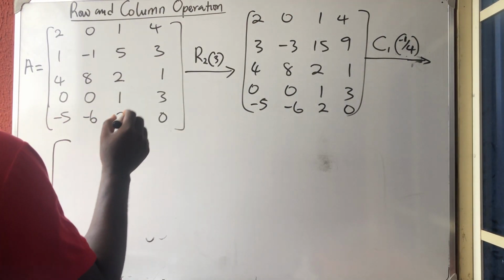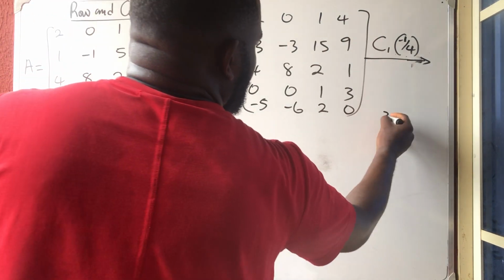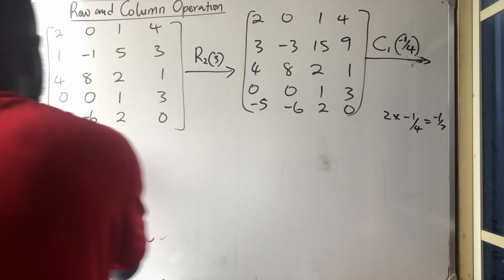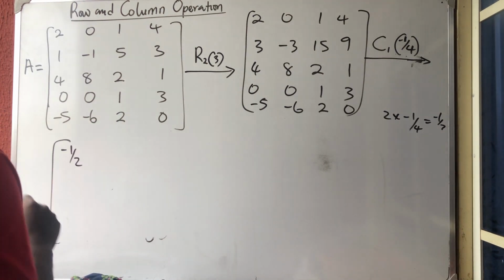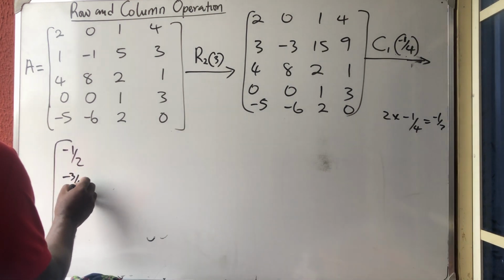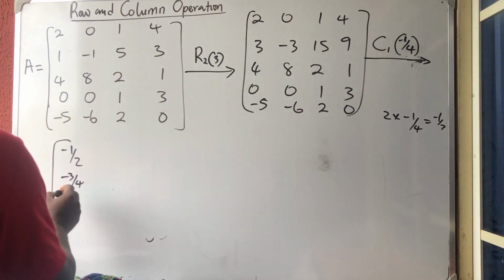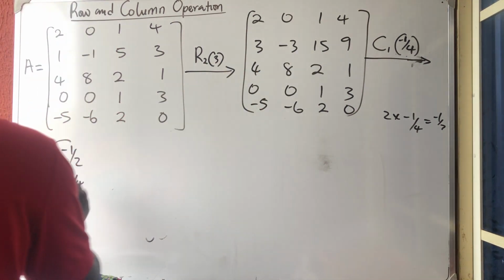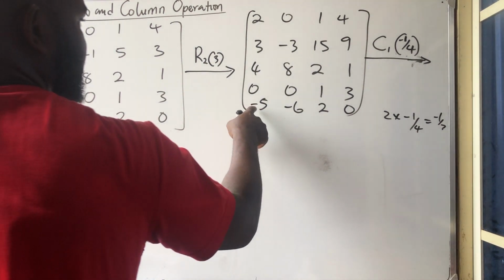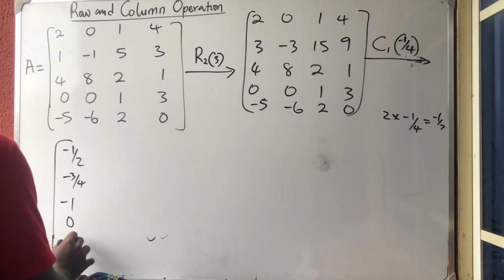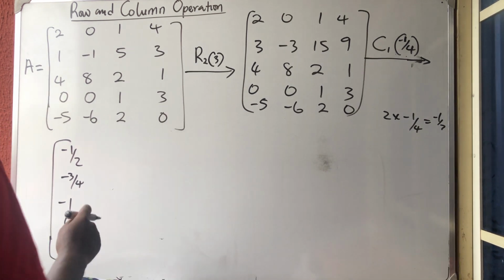This times this, I'm going to have 2 times minus 1 over 4, which will give you minus 1 over 2. So here I'm having minus 1 over 2. Then the next column, this times this will give you minus 3 over 4. This times this will give you minus 1, because 4 over 4 is 1. 0 divided by anything is 0. Then the next one, this times this will give you 5 over 4, because minus divided by minus is plus.